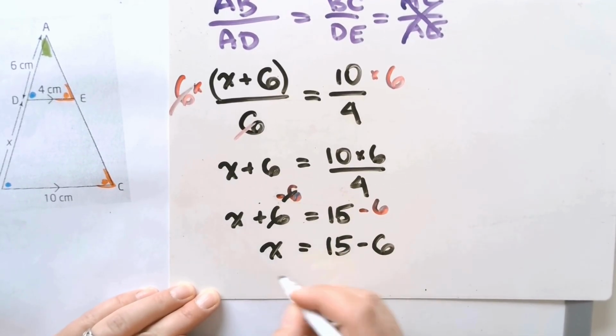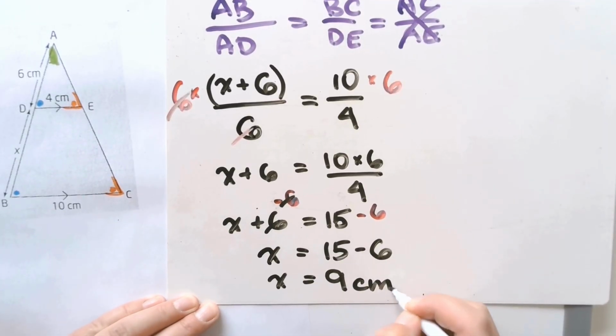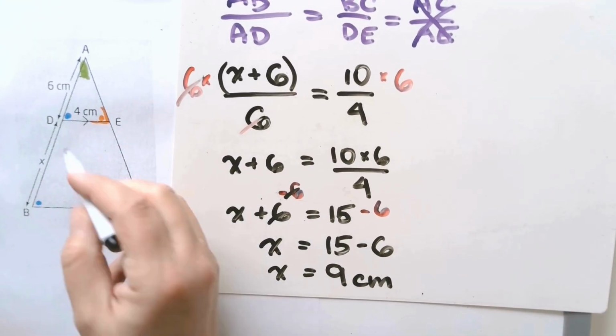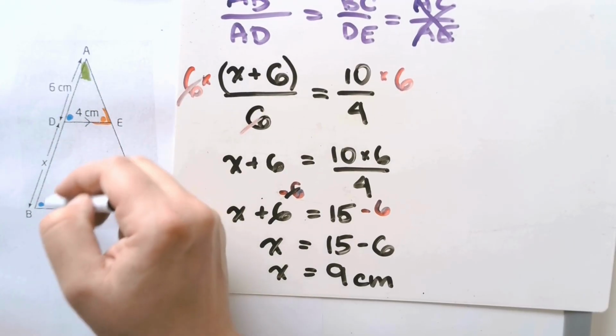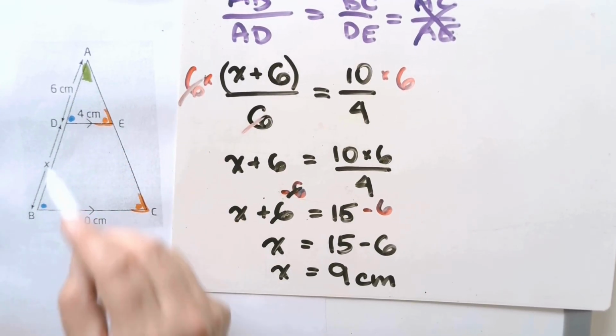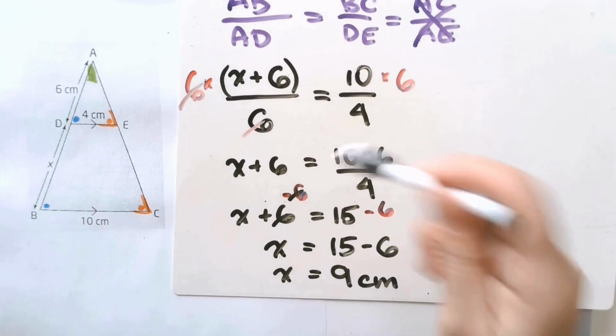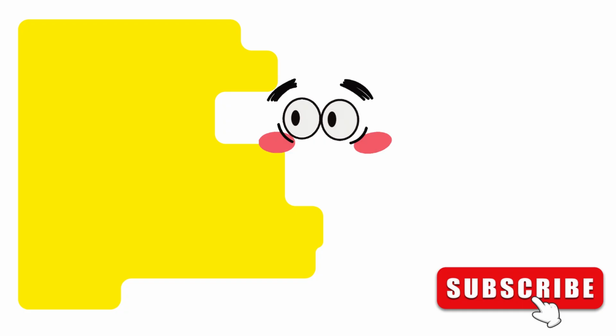15 minus 6, X equals 9. And since my question has centimeters, my answer should have centimeters as well. Okay? And so now if I think about it, if X equals 9, 9 plus 6 is 15. And 15 is 1.5 times this bottom side, 10. And 6 is 1.5 times this bottom side, 4. So this value of 9 makes total sense to me. That's a double check, although you do need to go through this work in order to get full marks.